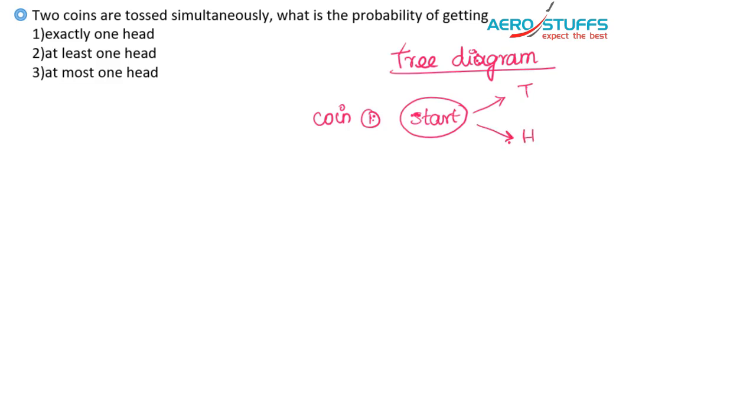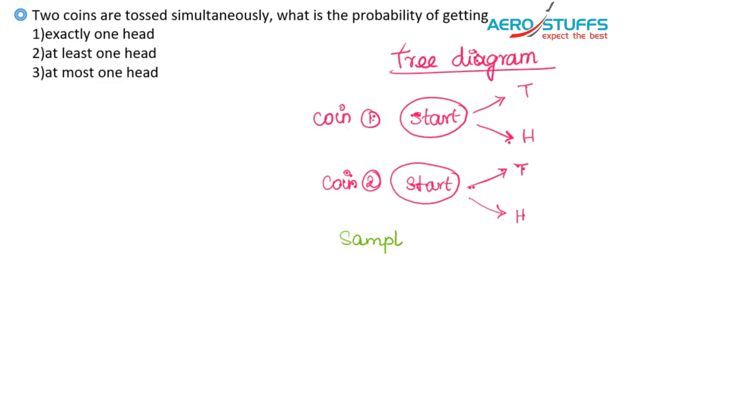So first coin I am tossing 1 time. What will I get? I will get either head or tail. The second coin I am tossing, so either I may get a head or a tail. Only these are the options. I have conducted the experiment. Now everything is over. We'll write the sample space.